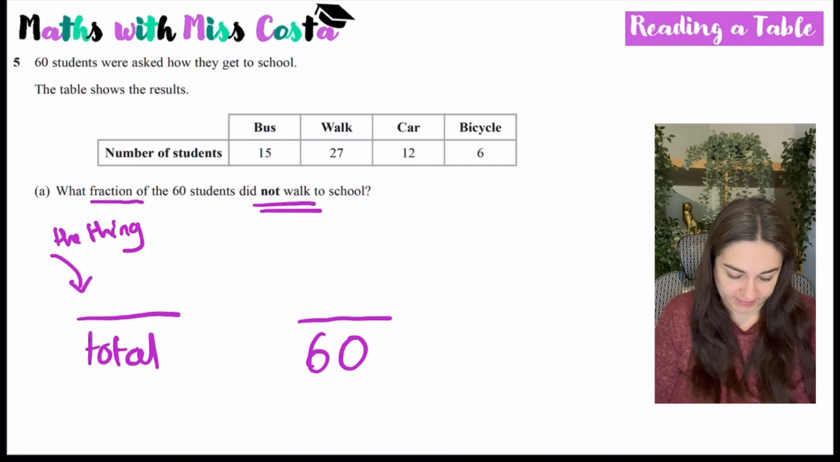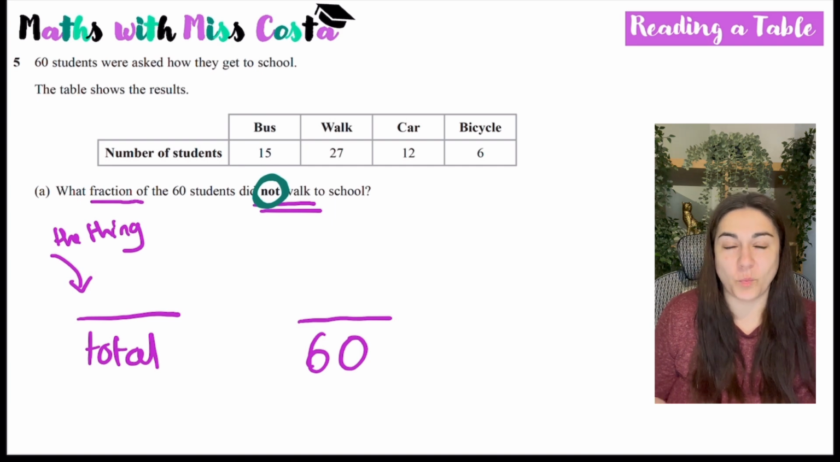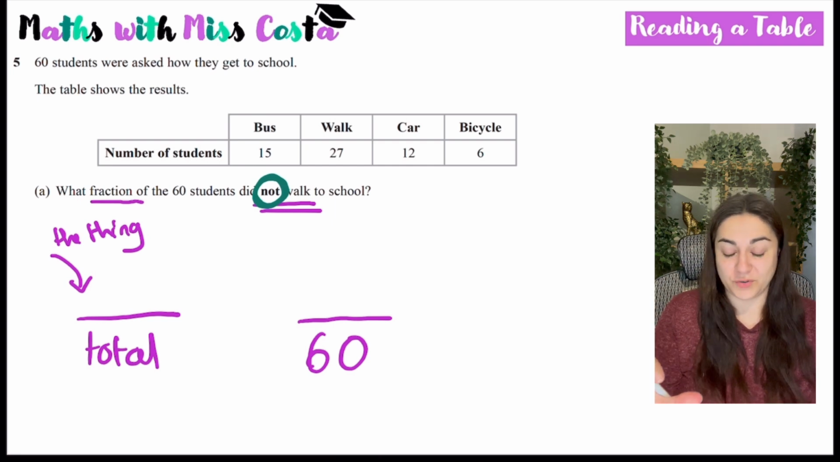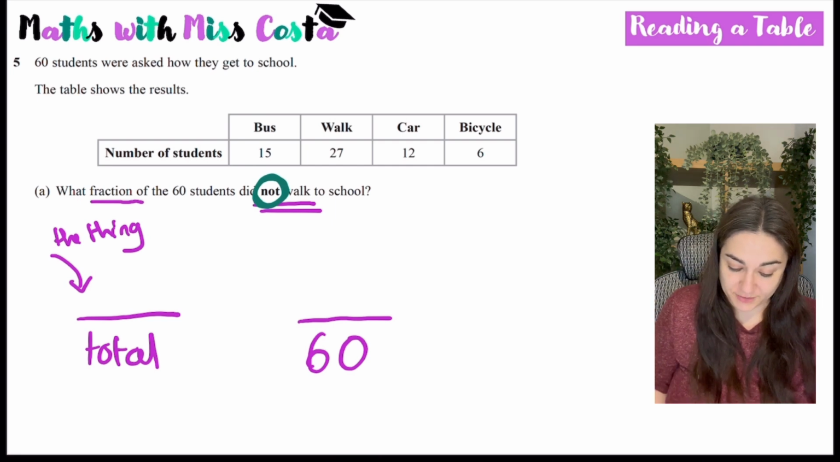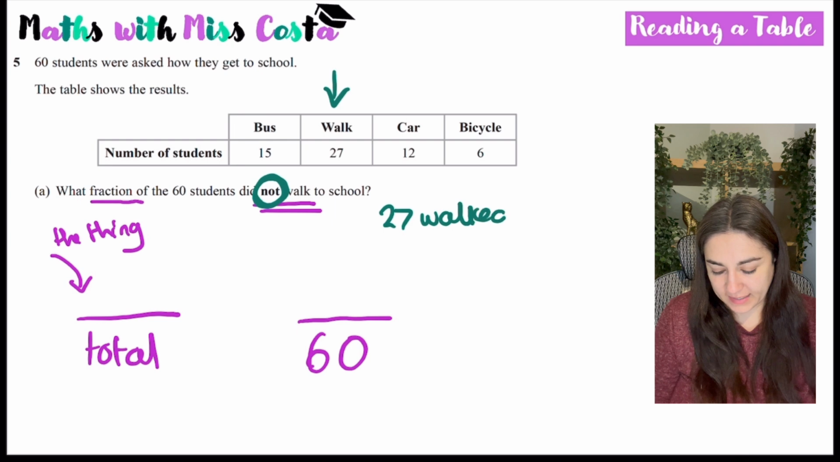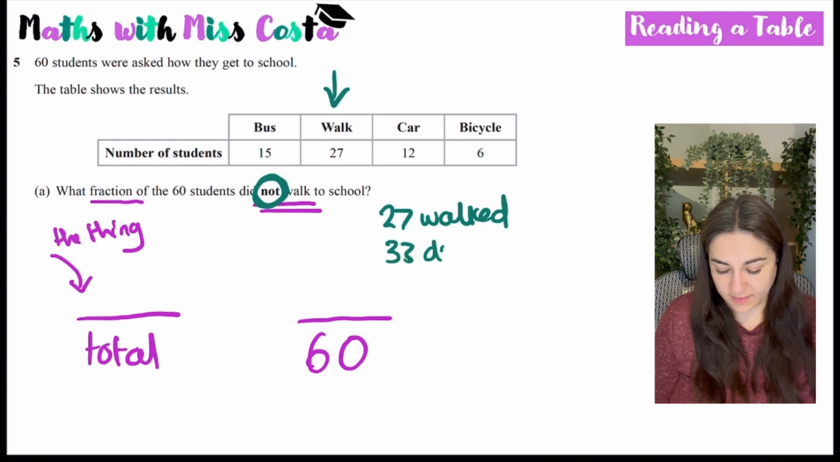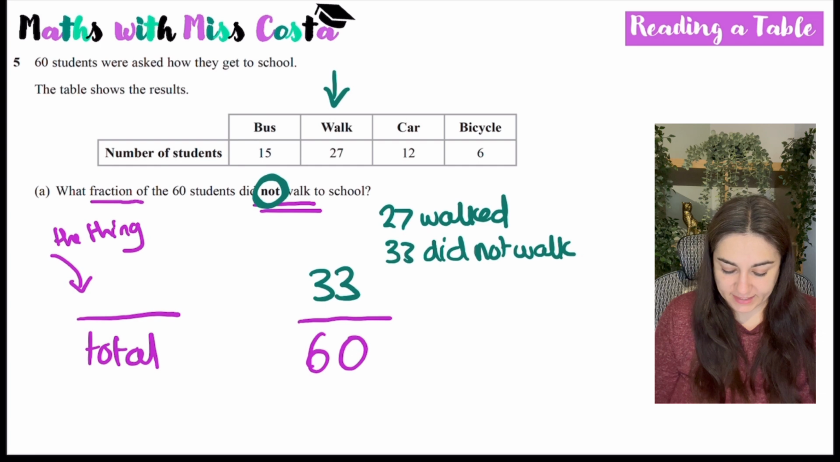And then I'm asked what fraction of the students did not, and whenever they put words in bold, it's because people commonly make a mistake, so it's like a flag for you to read it very carefully. So what fraction did not walk to school? So we know 27 of them walked, so that must mean if I did 60 take away 27, that's 33 of them did not walk. So I'd write that as 33 over 60.